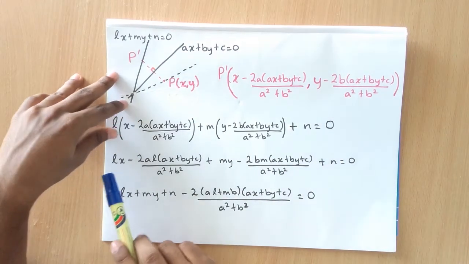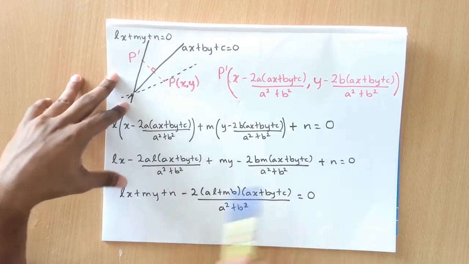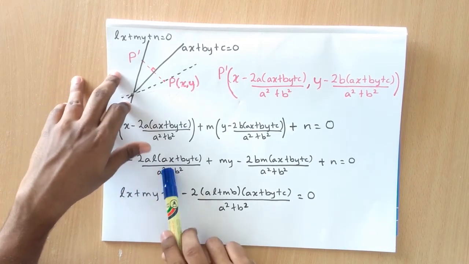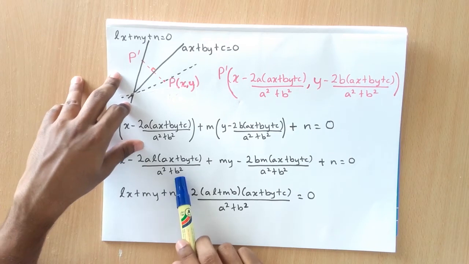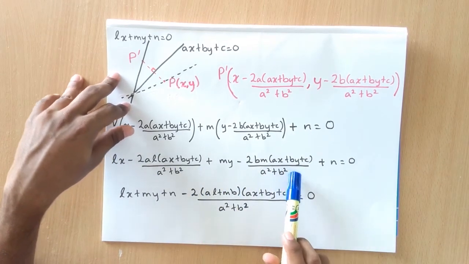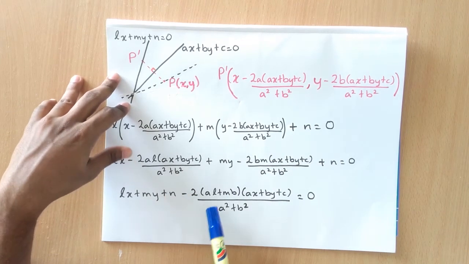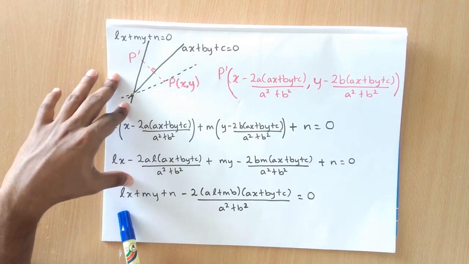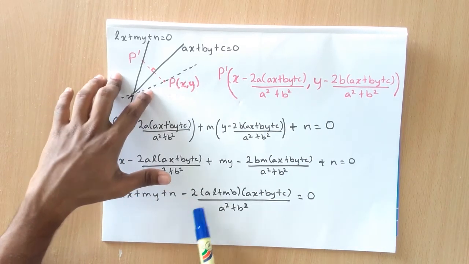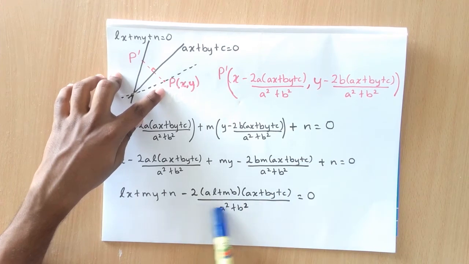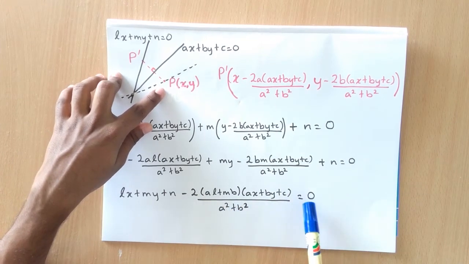We can take Lx, my and n separately, and here we can see that minus 2 into (ax + by + c) over (a squared + b squared) is common for these two terms. So by factorizing it, we can get the final equation of this image as Lx + my + n minus 2 into (al + mb) into (ax + by + c) over (a squared + b squared) equals 0.